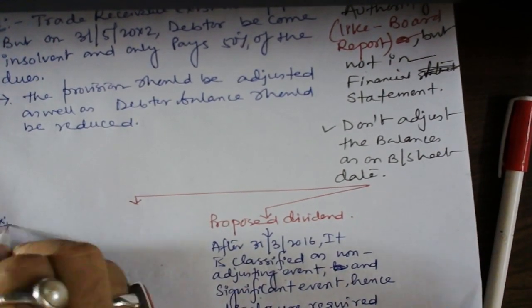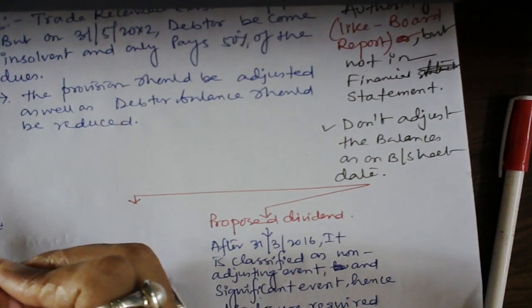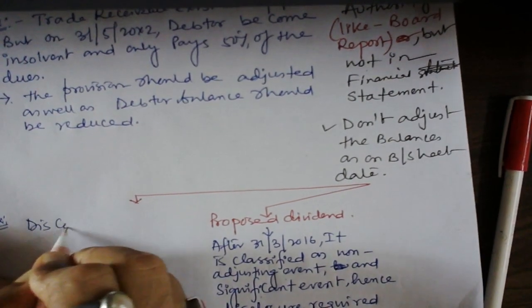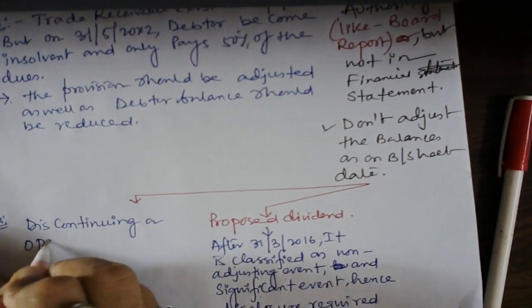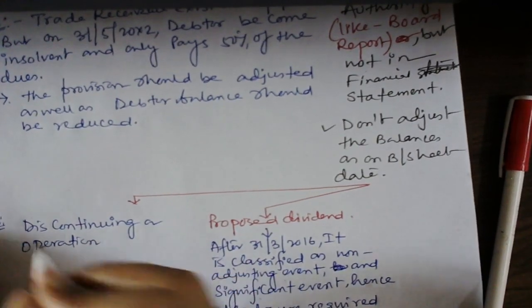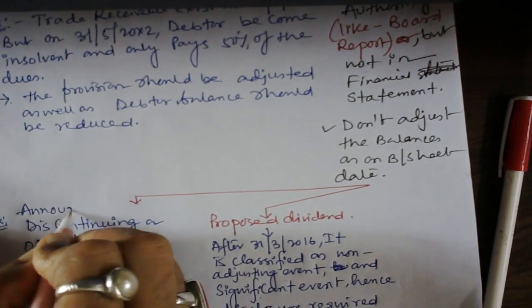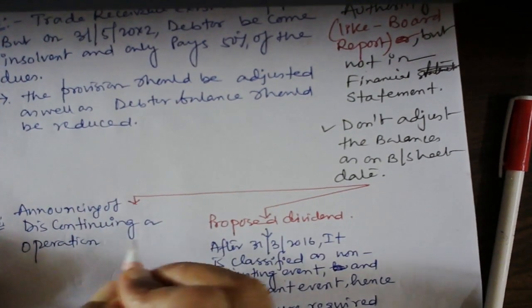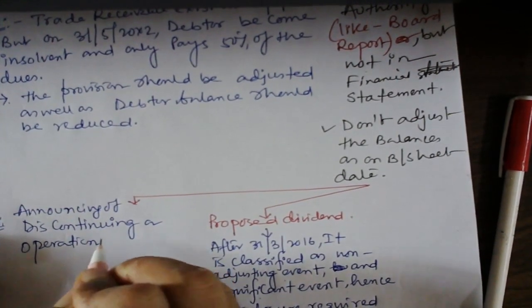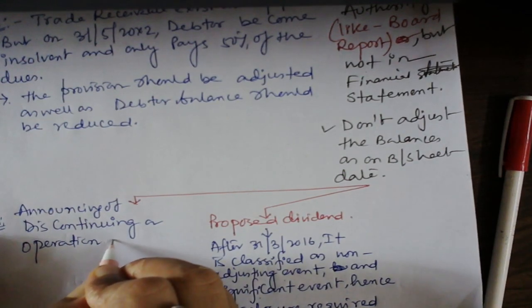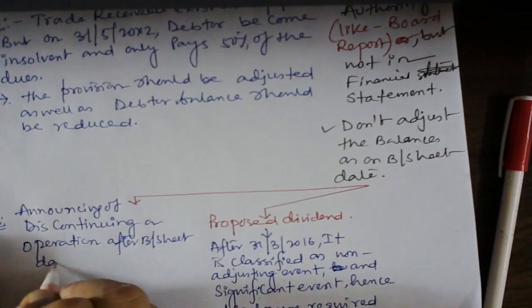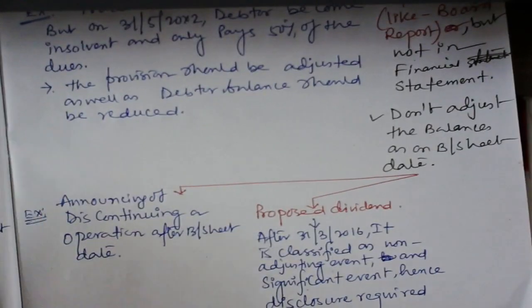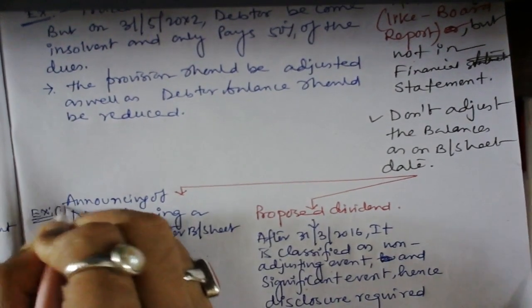Example: announcing of discontinuing operation. After the balance sheet date, they have made an announced plan to discontinue the business. So it doesn't exist on the balance sheet date. Number one.